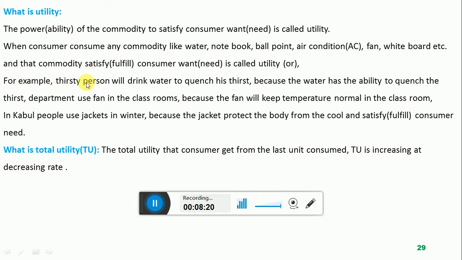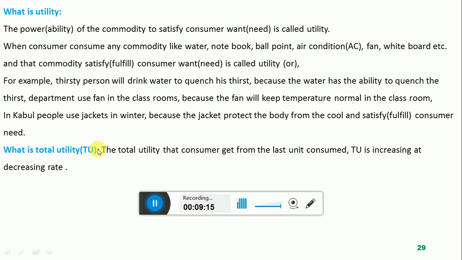Let me put one example. A thirsty person will drink water to quench his thirst, because the water has the power to quench the thirst of the thirsty person. The department uses fans in the classrooms, because the fan will keep the temperature normal in the classroom. Our need is what? To keep the temperature normal, and the fan fulfills this need. So the fan has utility for the students, and that is why we call it the power of the commodity to satisfy your want. That is called utility. In Kabul, people use jackets in winter. Why? Because the jacket protects the body from the cold and satisfies the consumer's need. So the power, the ability of the commodity to satisfy the consumer, to fulfill the needs of the consumer, is called utility of the commodity.